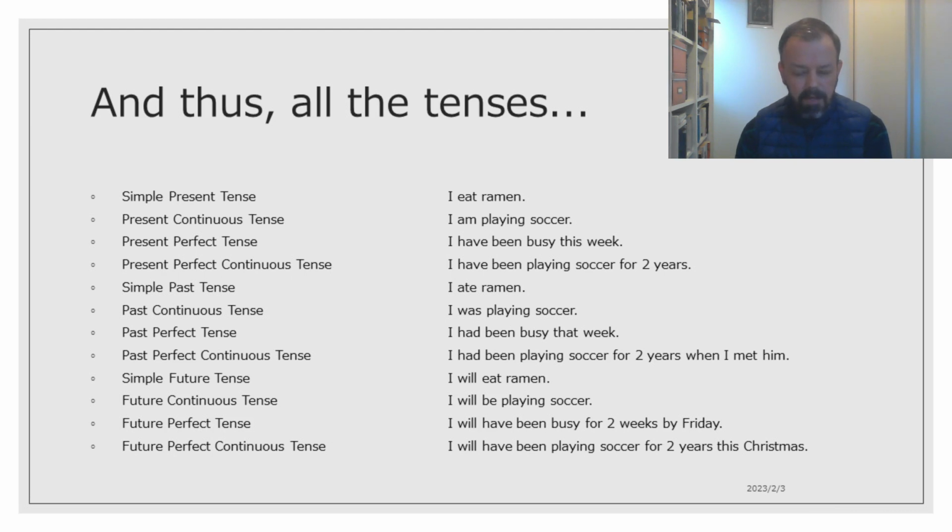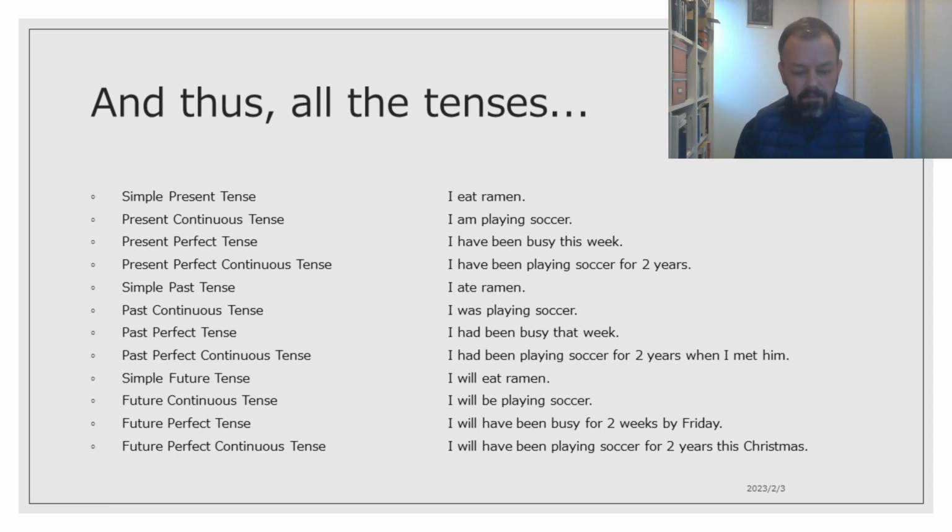So if somebody said, would you like to go to a restaurant on Saturday? You might say, sorry, I can't. I will be playing soccer. So at the time of the other action, going to the restaurant, you will be playing soccer at that time.